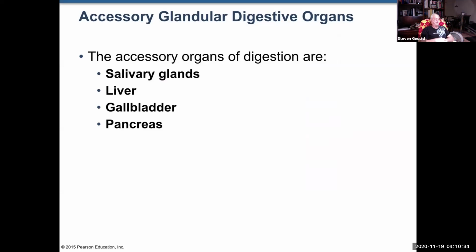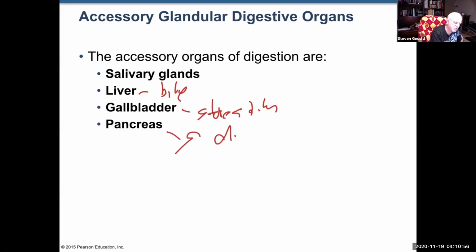Accessory glands, accessory digestive organs. You have the salivary glands, which you talked about. We have parotid, submandibular, sublingual. We have the liver, which produces bile. We have the gallbladder, which stores bile. And we have the pancreas, which produces digestive enzymes.